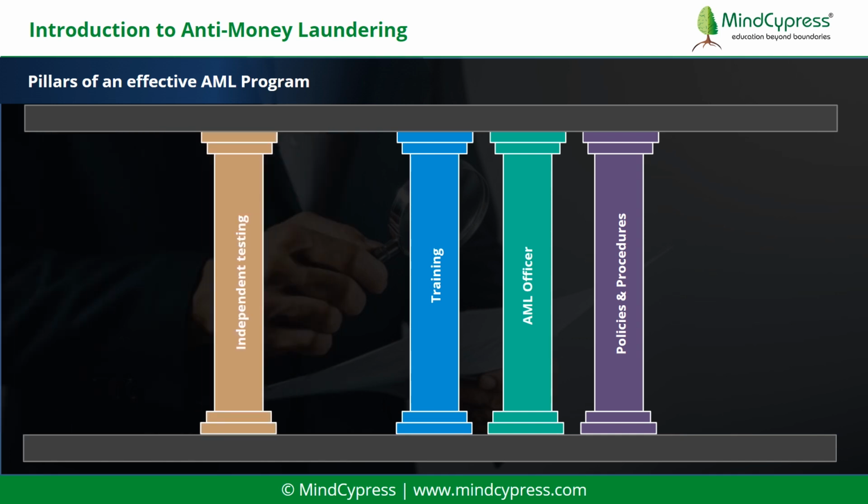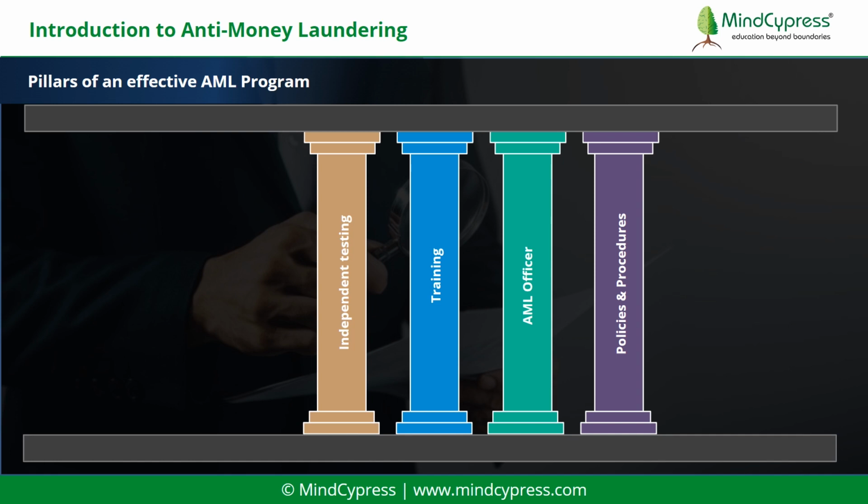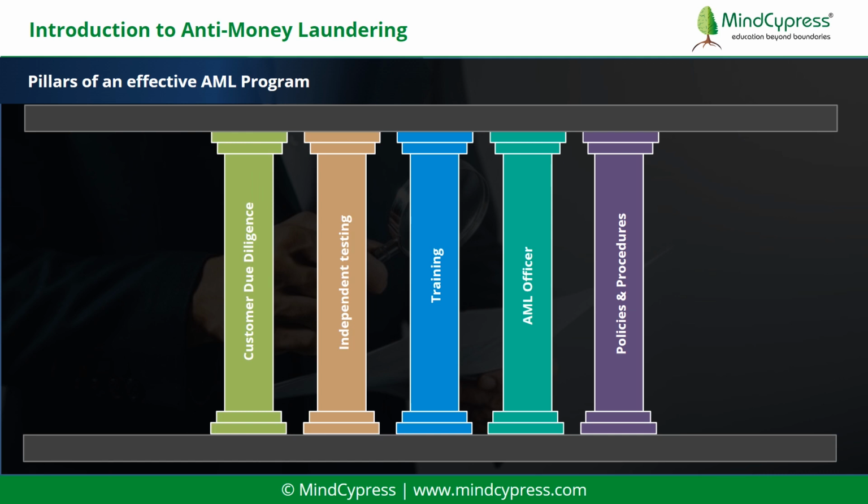Fourth is testing, independent testing of BSA AML compliance. And five is customer due diligence, identification and verification of beneficial owners. The FFIEC BSA AML examination manual provides guidance for establishing policies and procedures to strengthen the pillars.